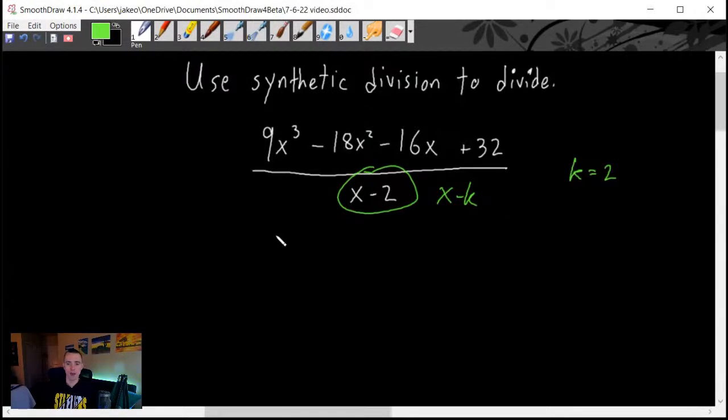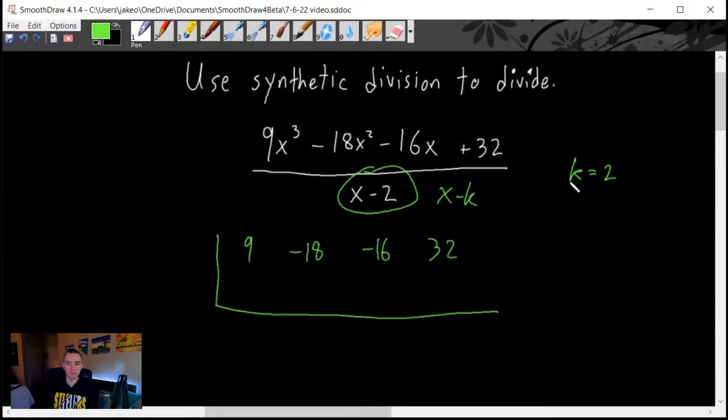Once you've done that, we can start by writing our bracket down here. And since we already got our x terms in the right order, we can just write their coefficients. So 9, negative 18, negative 16, plus 32. And then again, we'll start by writing our k over here. So our k is 2. So again, we always start by dragging this first number down to the bottom here. That's going to carry through into our polynomial that we get as a solution.